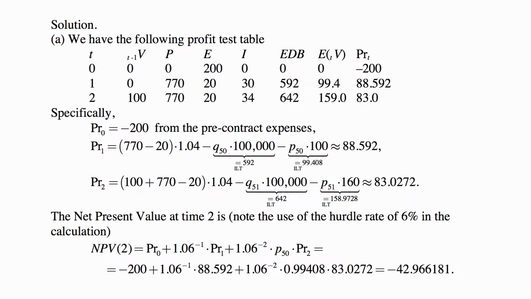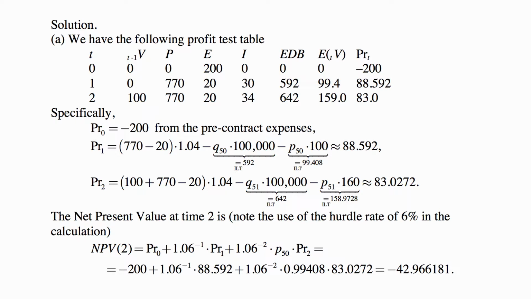For the second year, the profit is the initial reserve plus the premium minus the expenses accumulated at 4%, minus the cost of mortality payments based on the illustrative life table, that's 642, and minus the expected reserve for the surviving policyholders. And again, we get a value of P51 from the illustrative life table. We actually get Q51 from the table, and 1 minus that is P51. And this turns out to be 83.0272.